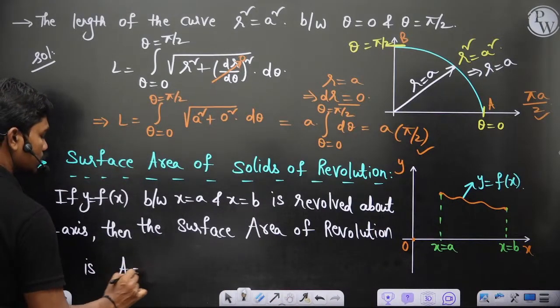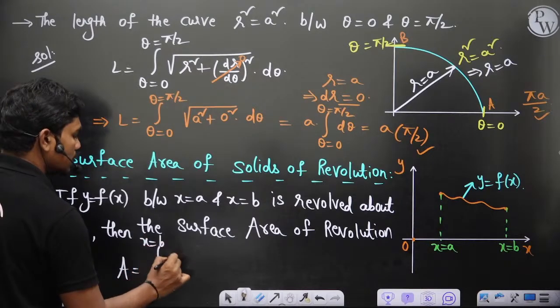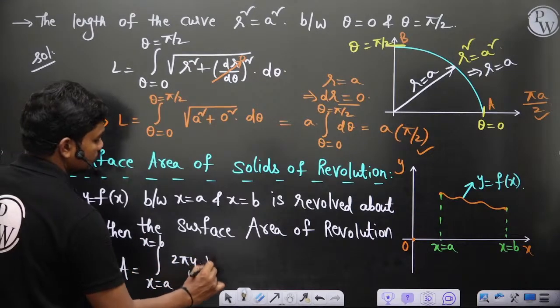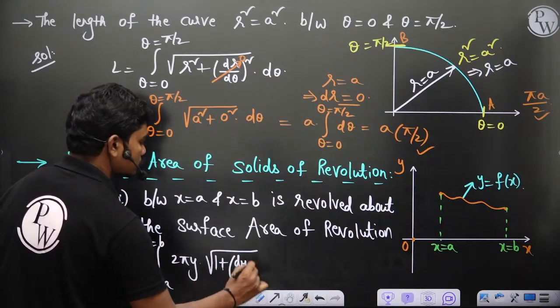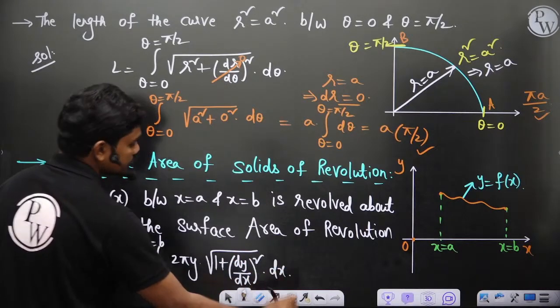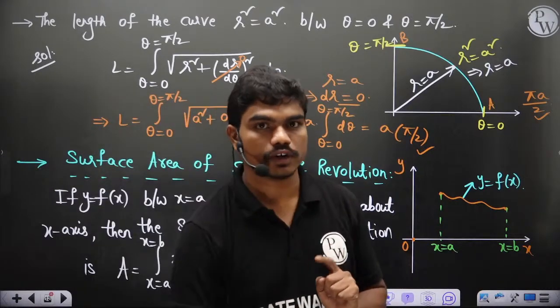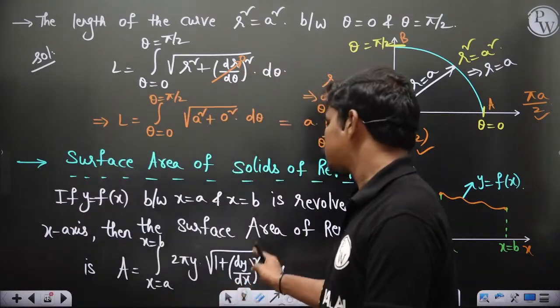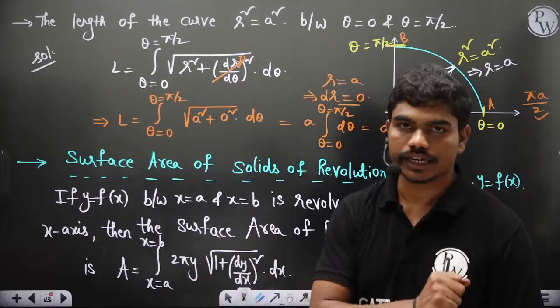A is equal to integral x is equal to a to x is equal to b 2 pi y times root of 1 plus dy by dx whole square dx. This is the actual expression in this. Okay, so the value is integral x equal to a to x equal to b 2 pi y times root of 1 plus dy by dx whole square dx. Now how did I get this expression? That's the question again. Okay, so let's see.